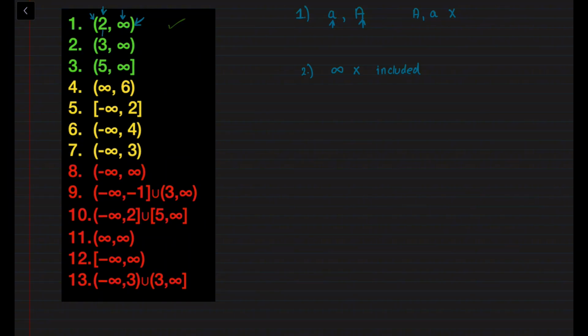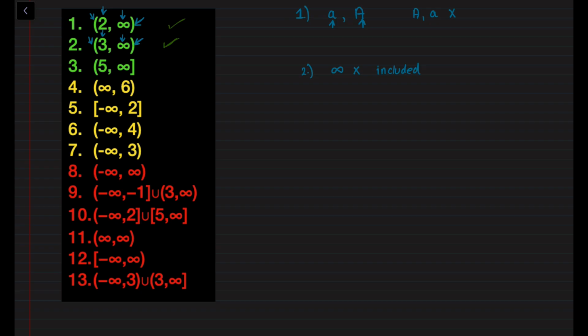We have 3, fine. We have infinity, which is also fine because it's on the right hand side of 3. And infinity is excluded, and it doesn't really matter if 3 is excluded or included, it would make the interval valid regardless. So this interval is okay.